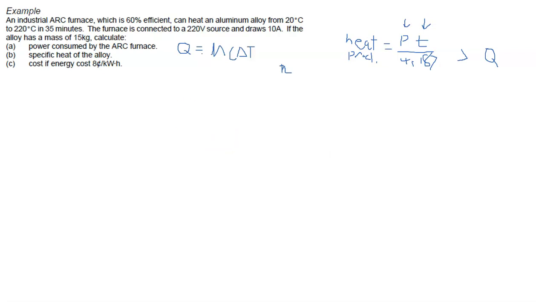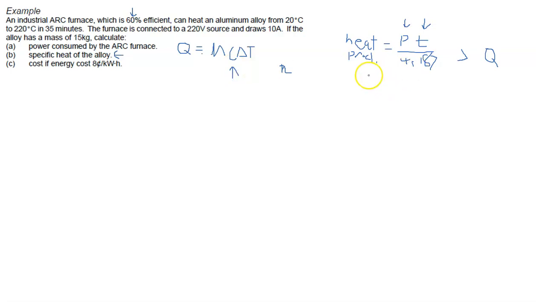Okay. So we're given a bunch of information up here. You notice that you're given the efficiency, so you won't be asked to find that. So, you know, when you're asked to calculate the power consumed by the arc furnace, well, of course, the power is here. But the specific heat is important, right? Because the specific heat is in this equation.